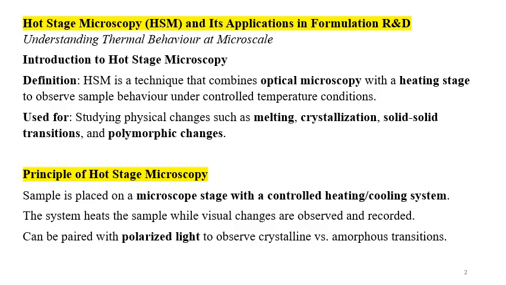Principle of hot stage microscopy. The sample is placed on a microscope stage with a controlled heating and cooling system. The system heats the sample while visual changes are observed and recorded. It can be paired with polarized light to observe crystalline versus amorphous transitions.